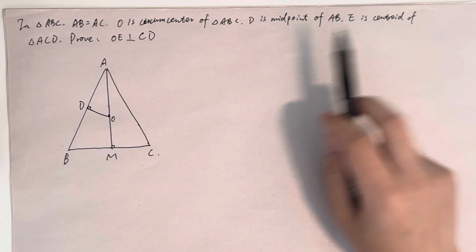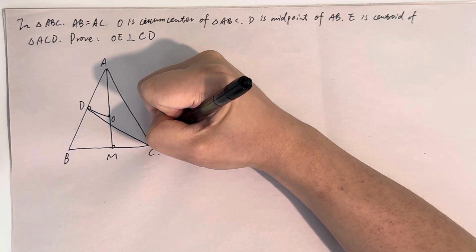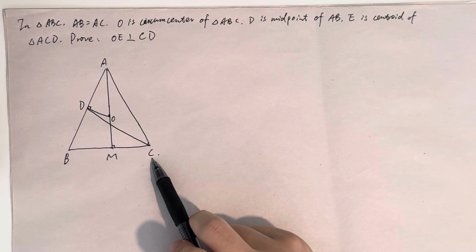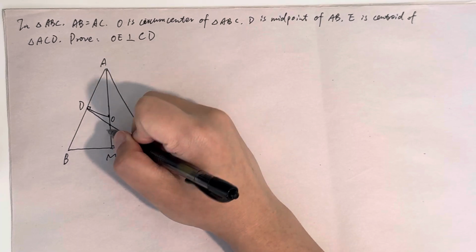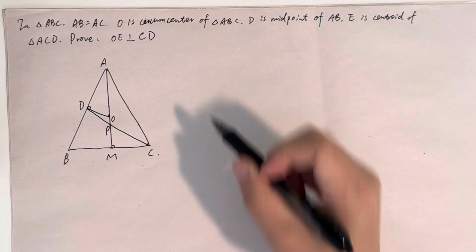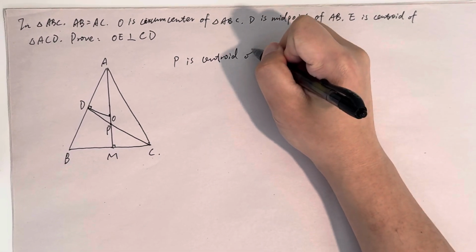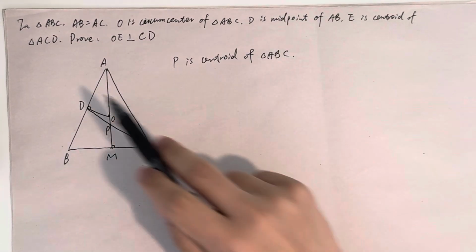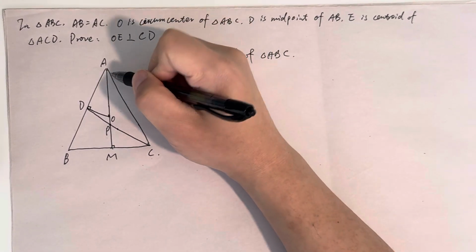E is the centroid of triangle ACD, which means we need to connect CD. When we connect CD, remember that M is the midpoint of BC and D is the midpoint of AB, which means this point, let's call it P, is the centroid of triangle ABC, right? And we want to see that E is the centroid of triangle ACD, which means we want to find the midpoint of CD here, and we connect it.